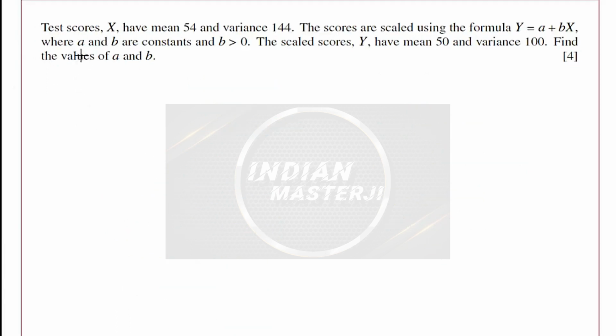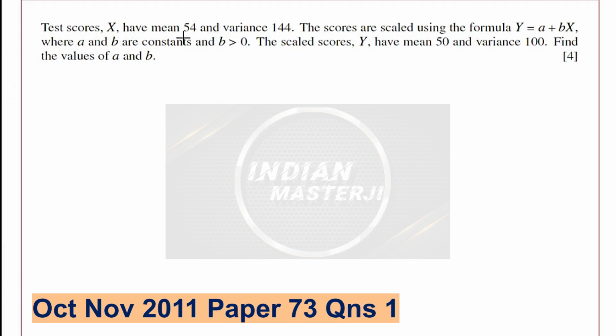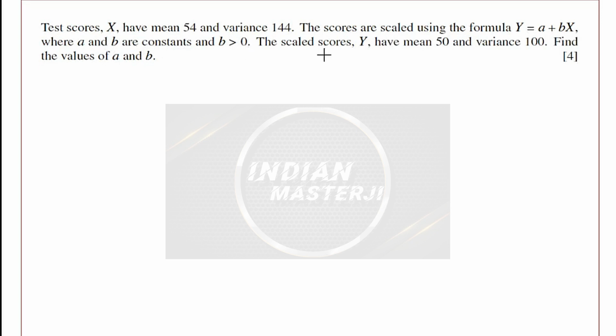The similar type, test scores x have mean 54 and variance 144. The scores are scaled using the formula y = a + bx, where a and b are constants and b is greater than 0. The scaled scores y have mean 50 and variance 100. Find the values of a and b.